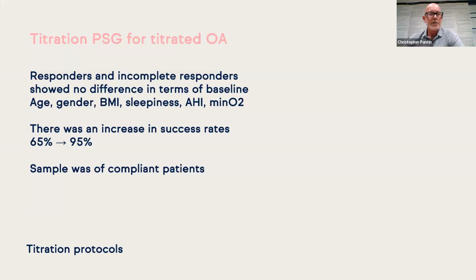Then we look at titration PSG for titrated oral appliances. This was the blurb after the previous study. Responders and incomplete responders showed no difference in terms of their baseline age, gender, BMI, sleepiness, AHI, etc. There was an increase in success rates from 65 to 95%, and the sample was on compliant patients, of course.